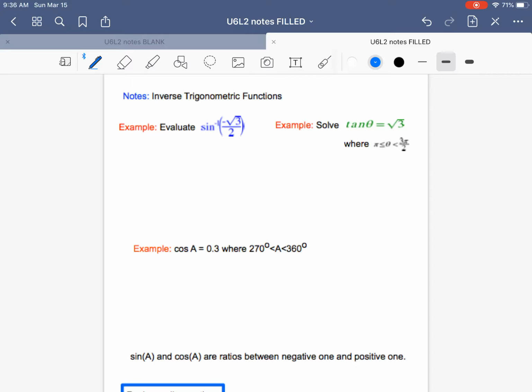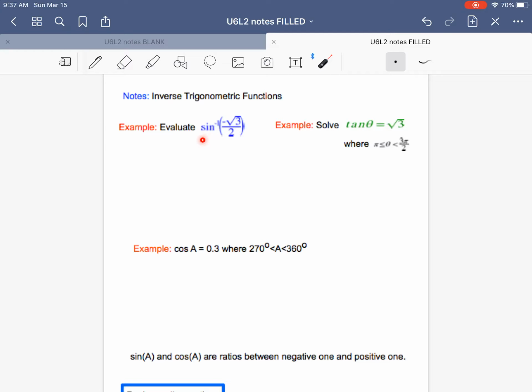In these equations, so this sine negative 1, this is not the reciprocal, right? This means the inverse of the sine function. So if we take the sine, we normally input an angle and we output a ratio, okay? So with these, our input is a ratio and our output is an angle, all right?